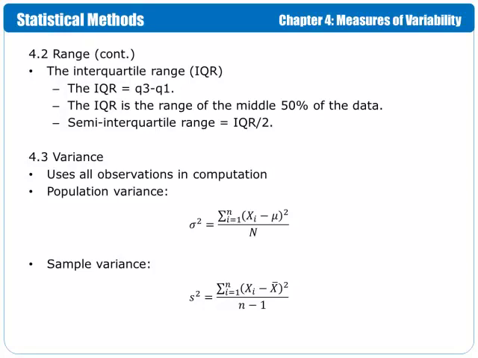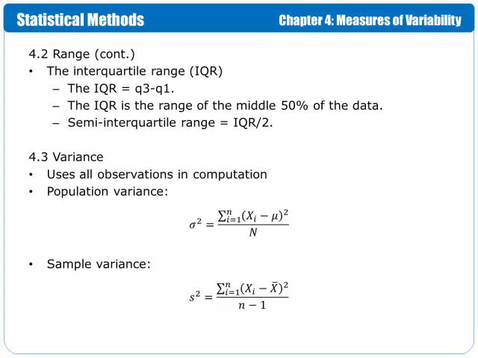The variance is another measure of variability, which uses all observations in its computation. The population variance is slightly different in its formula than is the sample variance. Unless specified otherwise, we will always be dealing with the sample variance. The population variance is found by taking the deviations from the mean, squaring them, adding them all up, and dividing by the count. The sample variance is found by finding the deviations from the sample mean, squaring them, adding them all up, and dividing by the count minus 1.